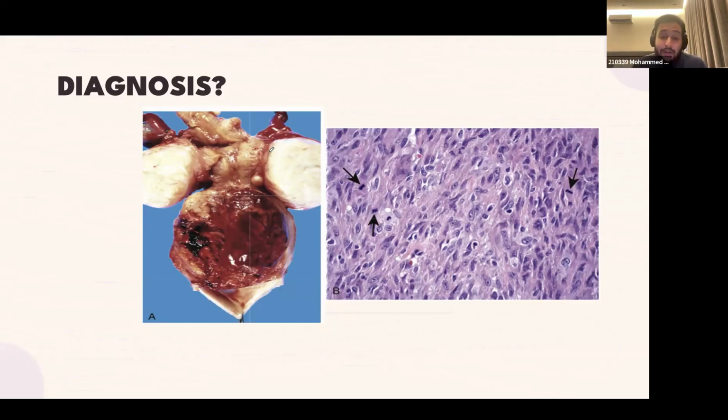This is a very rare cancer of the myometrium, and it's not related to leiomyoma or a fibroid. It happens on its own, and the gene that's associated is MED12. That's very much leiomyosarcoma that you need to remember.